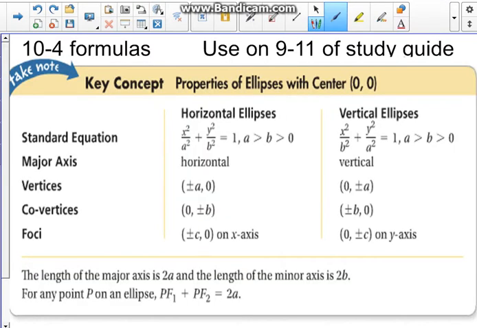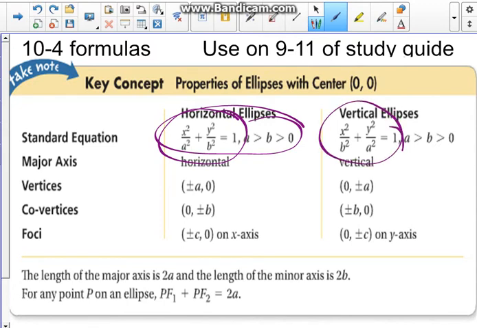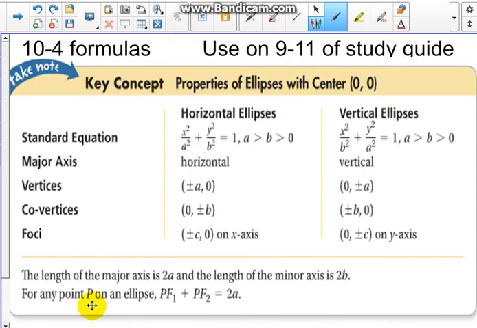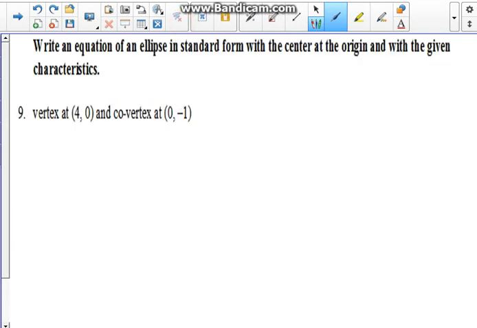Here's the notes for 10-4 on 9 through 11. And you can pause and copy these. Now we're working with the ellipse. Our standard equation for horizontal is there, or actually here. And then the vertical is here. All right.